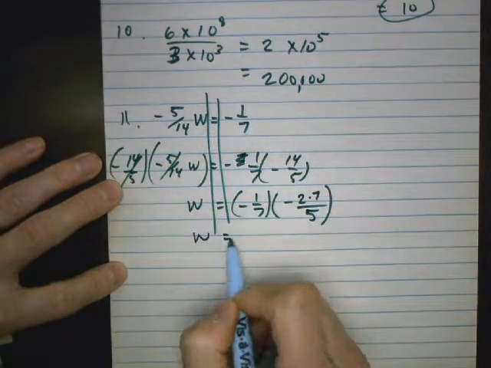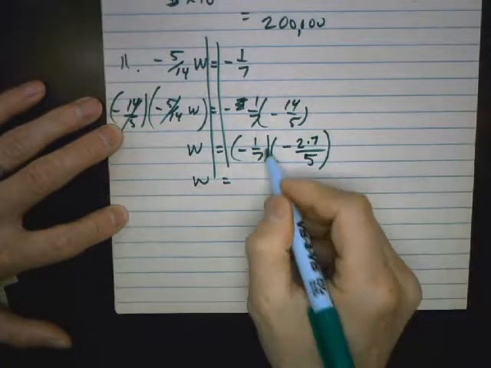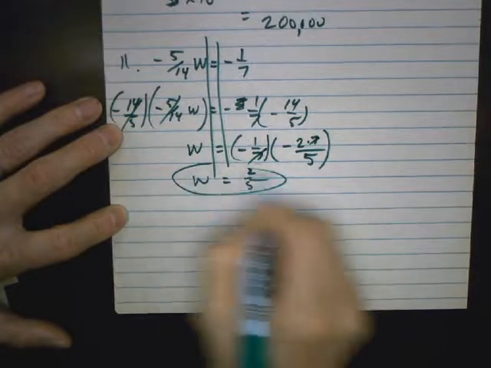And negative times negative is positive, so I can use Mr. D to get rid of that. Or you can put the negatives up top like I taught you. Cross out your 1's and the answer is 2/5.